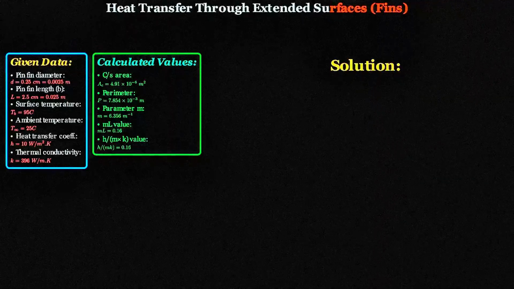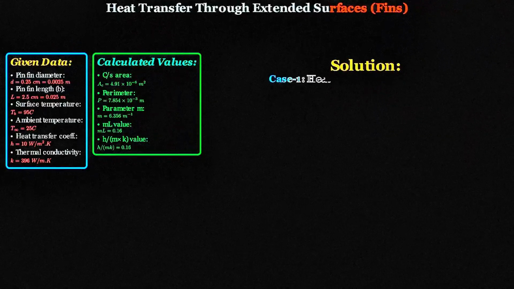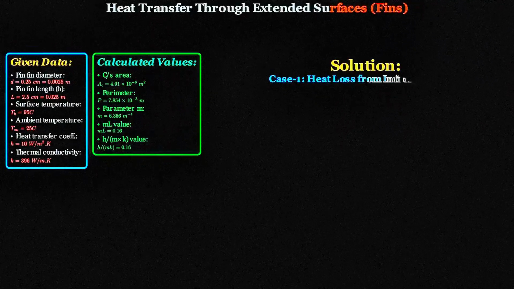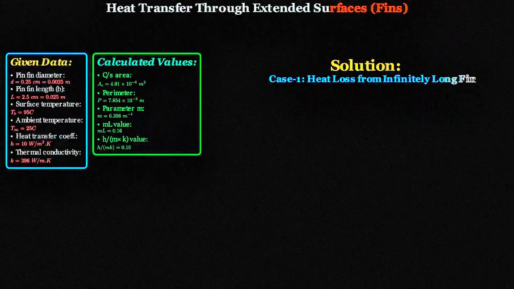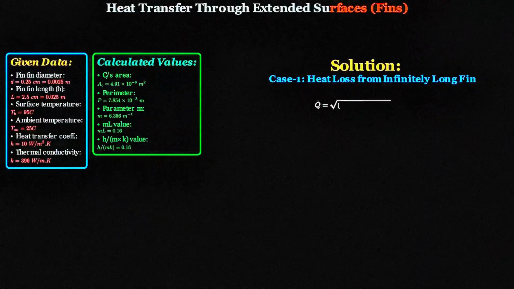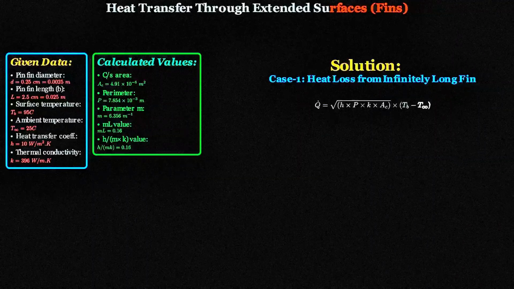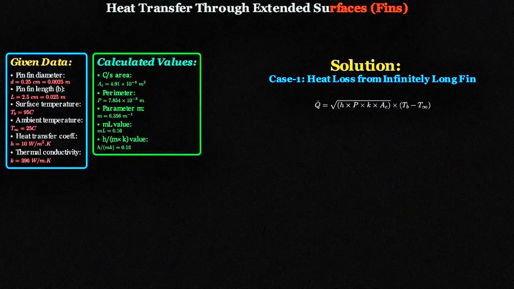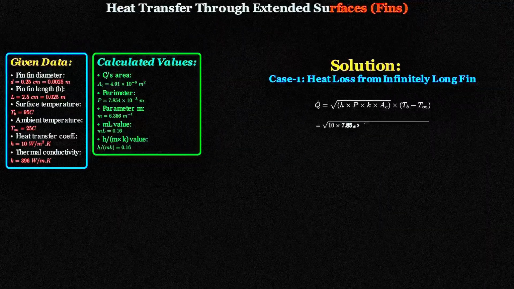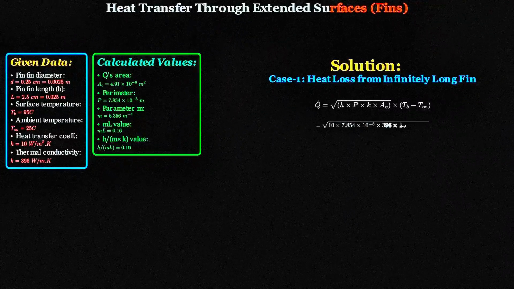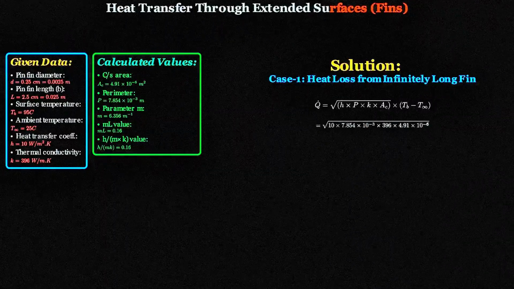Now let's solve case 1, heat loss from an infinitely long fin. For an infinitely long fin, the heat transfer equation is q dot equals the square root of h times p times k times a sub c, multiplied by the temperature difference, T sub b minus T infinity. This formula assumes the fin is long enough that the tip temperature approaches the ambient temperature.